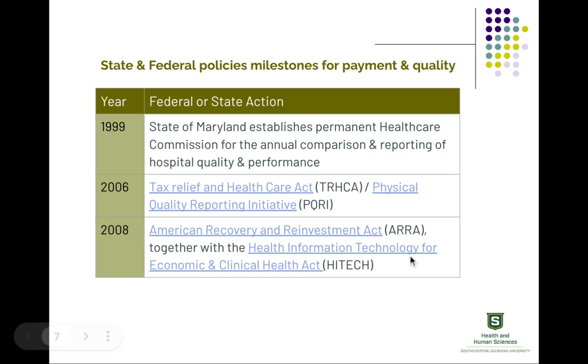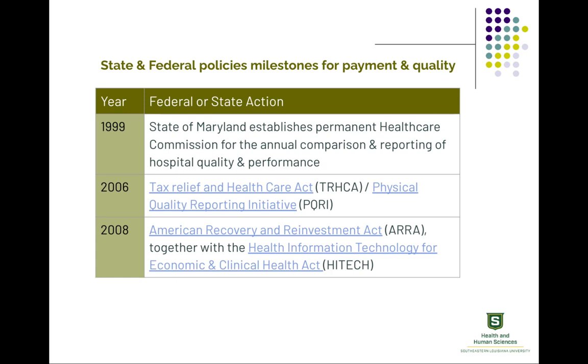This is just to let you know that these policies exist. You can click on the links to learn more about the policies if you want to, because there are quite a number of them. These are the policies that exist, and they are geared towards quality improvement and tied to the payment that hospital services receive.